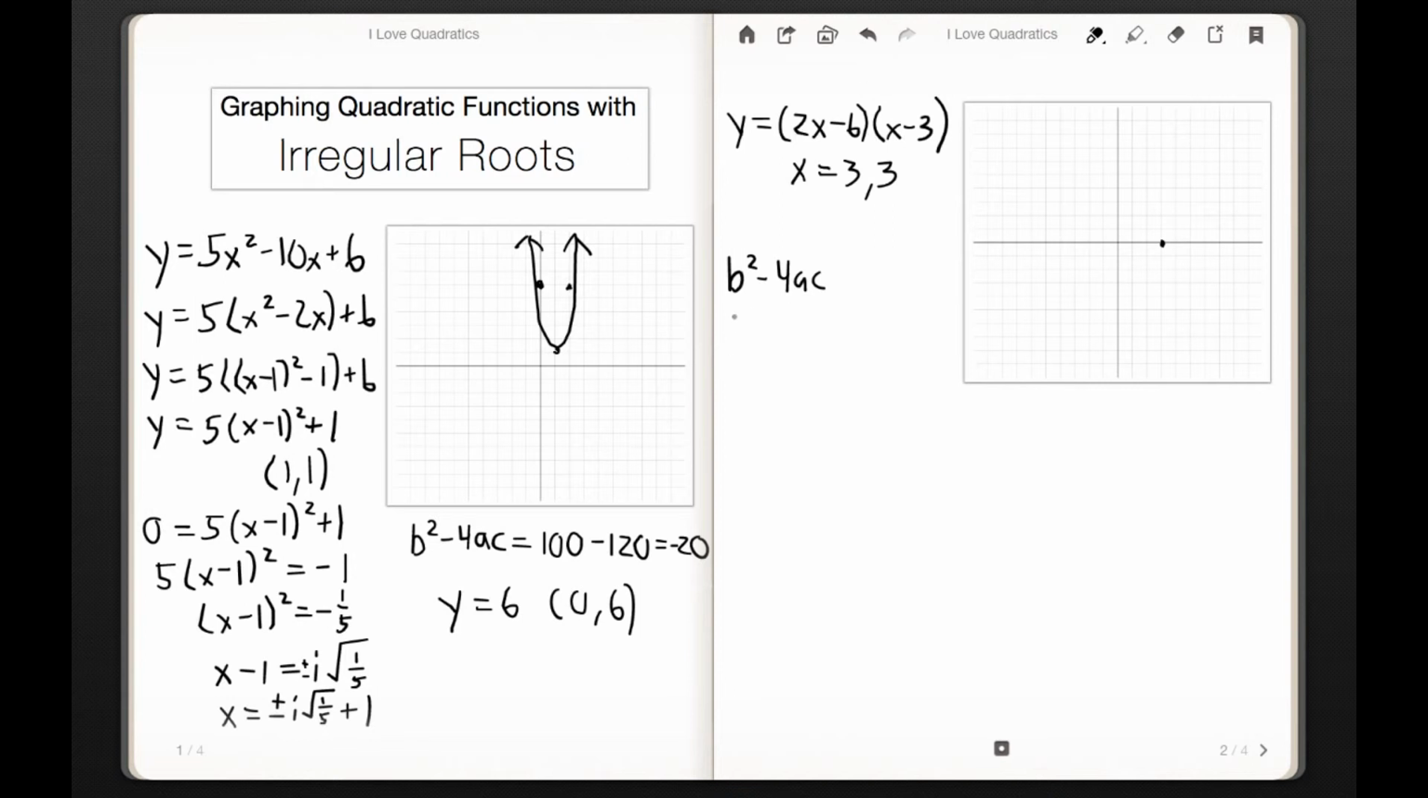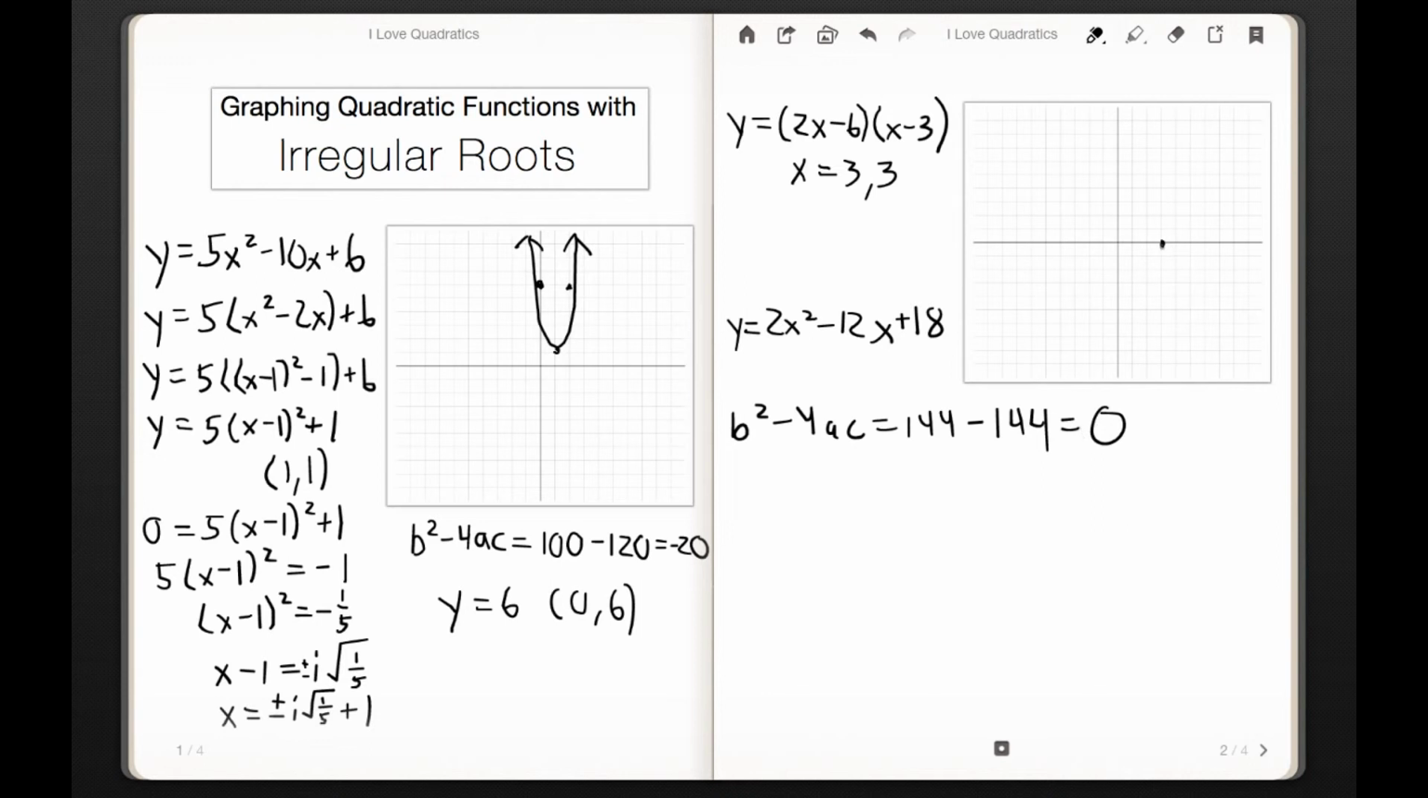So we're just going to multiply this out. We'll get y equals 2x squared minus 6x minus 6x is minus 12x. Negative 6 times negative 3 is plus 18. So now we can find the discriminant. Let's give ourselves a little more room. Okay. The discriminant is going to be negative 12 squared, which is 144, minus 4 times 2 times 18. That's going to be minus 144. And we get 0, just like we predicted.